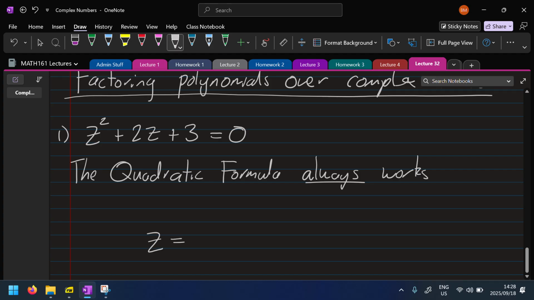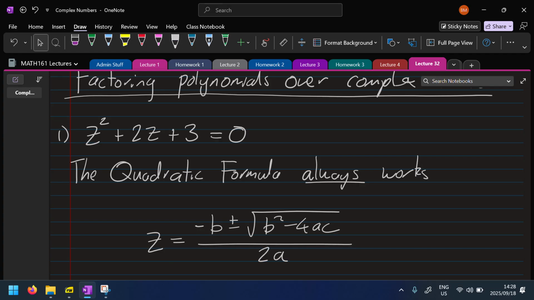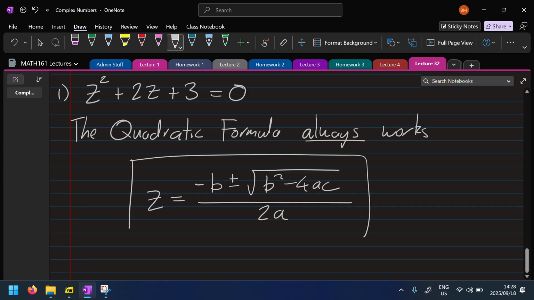So z is going to be equal to, remember the quadratic formula, we're going to be using it a lot. What is it? Minus b plus minus the square root of b squared minus 4ac, all over 2a. Good. Please put a big box around this. If you didn't know it before, make sure you know it now.